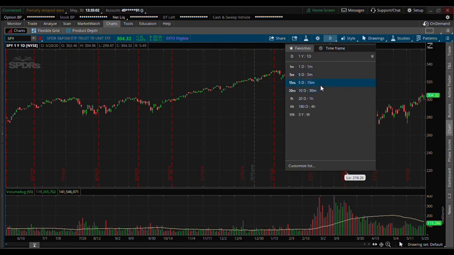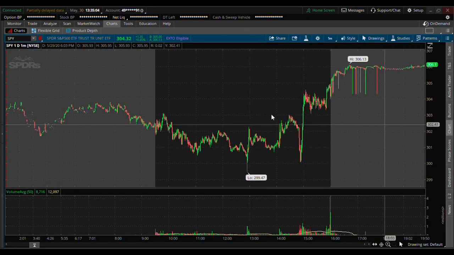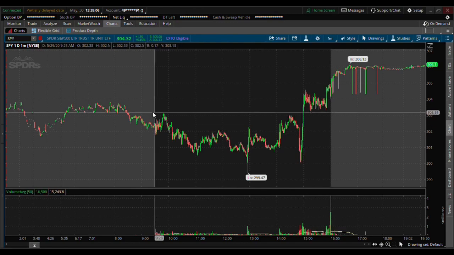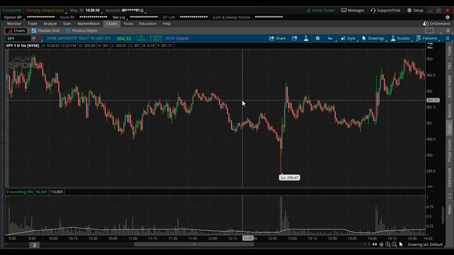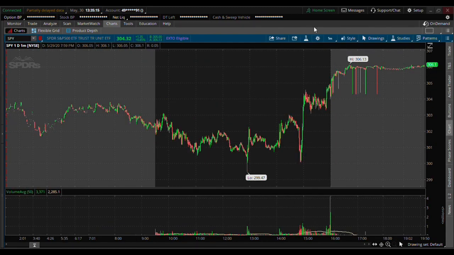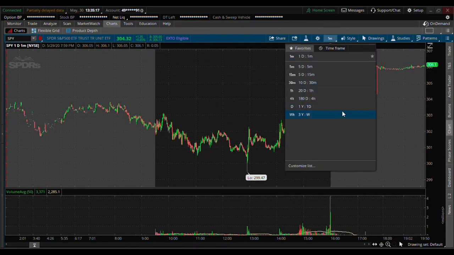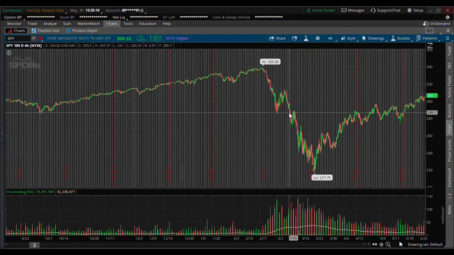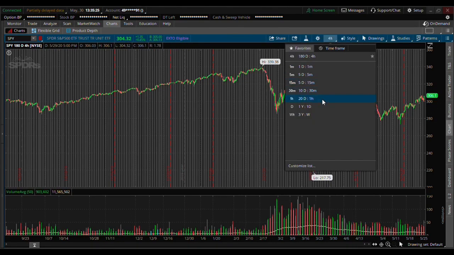It's the same if I go to a 1 minute chart. Each candle is going to represent 1 minute. So you have a lot of data right here, but it's in a short amount of time. And it's the same for all of them. The 4-hour chart, which is my personal favorite, each candle is going to represent 4 hours. You can see back 180 days.